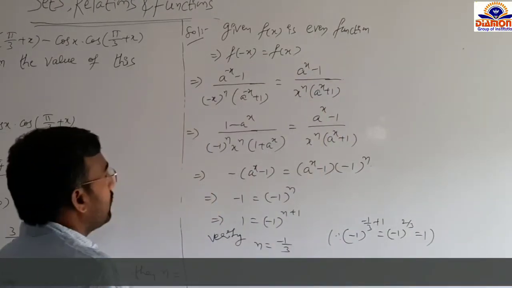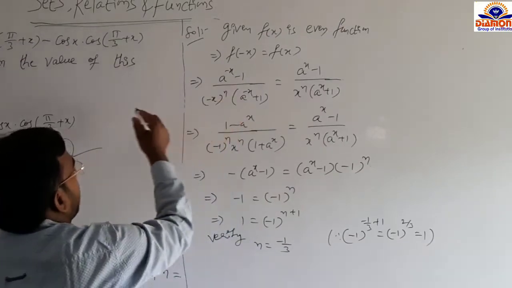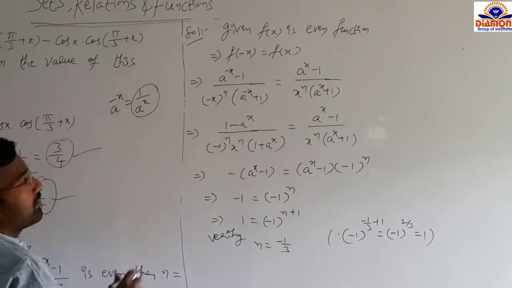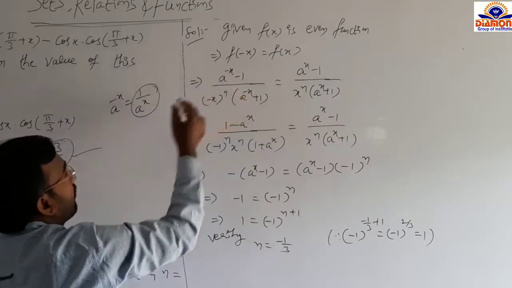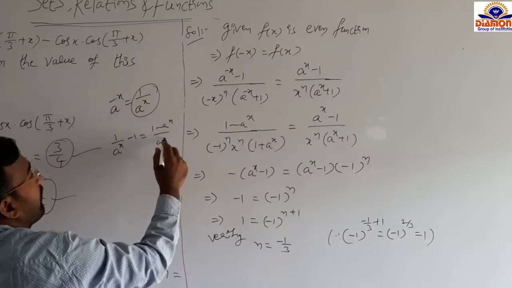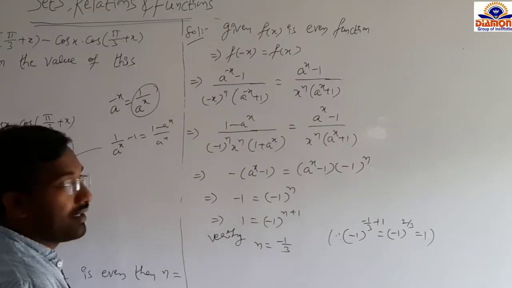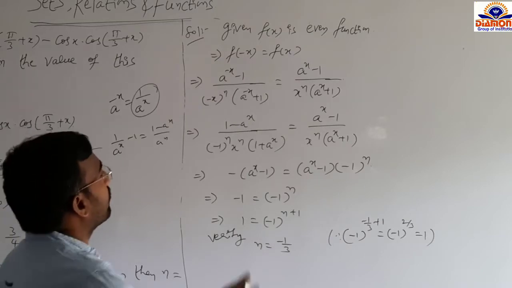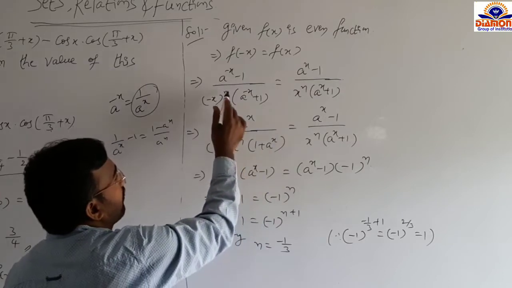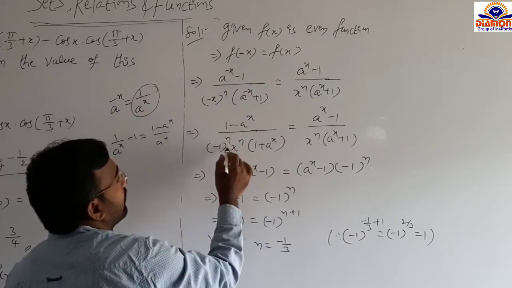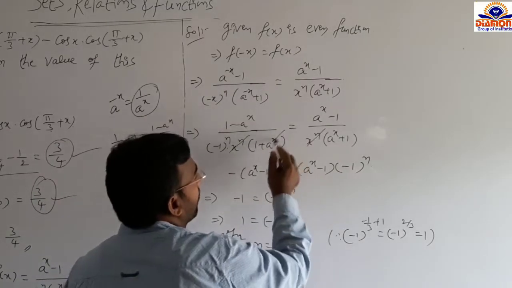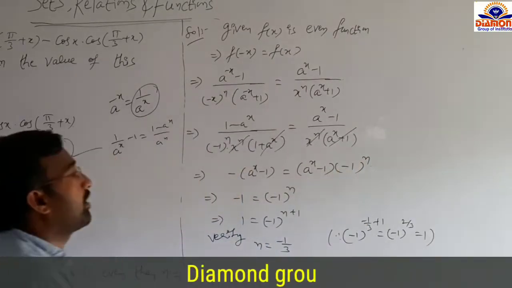Next, a^(−x) can be written as 1/a^x. That's why if you take the LCM, a^x − 1 in the numerator is nothing but (1 − a^x)/a^x. In the denominator also the same. That's why the denominator LCM a^x cancels. Remaining you get (1 − a^x)/(1 + a^x). Here (−x)^n can be written as (−1)^n x^n. Here x^n cancels, and 1 + a^x, 1 + a^x also cancel on both sides.